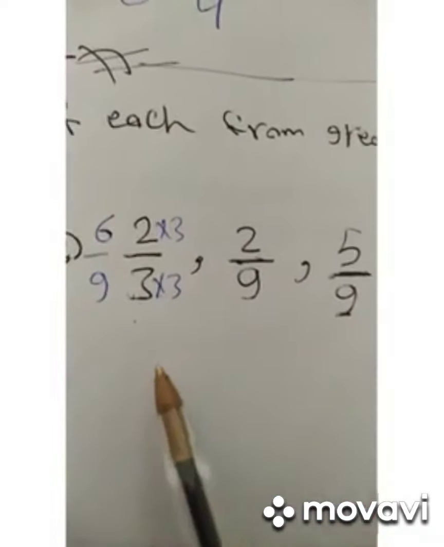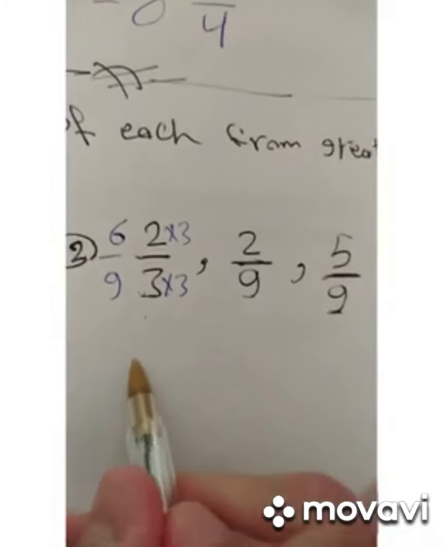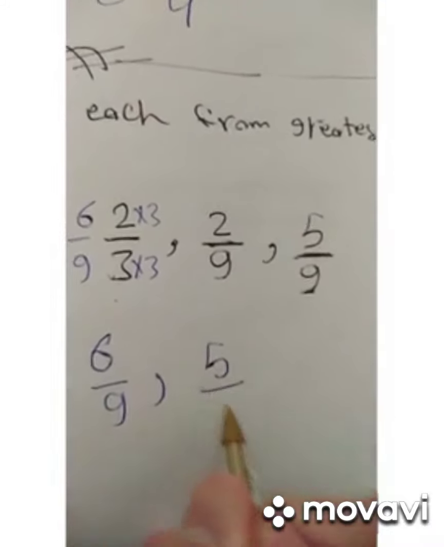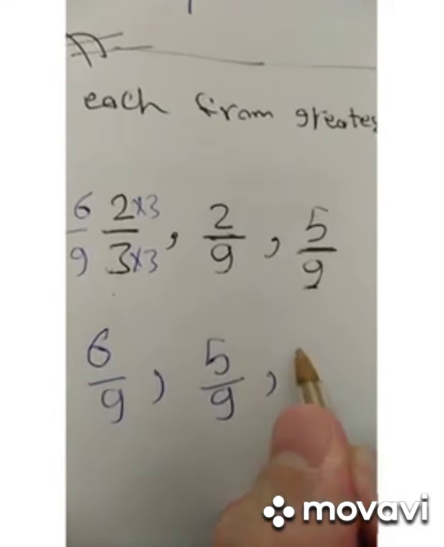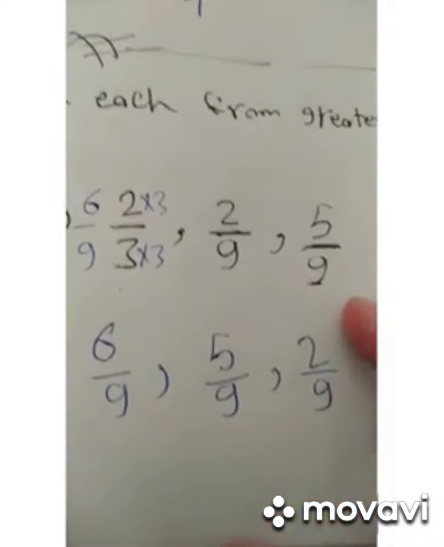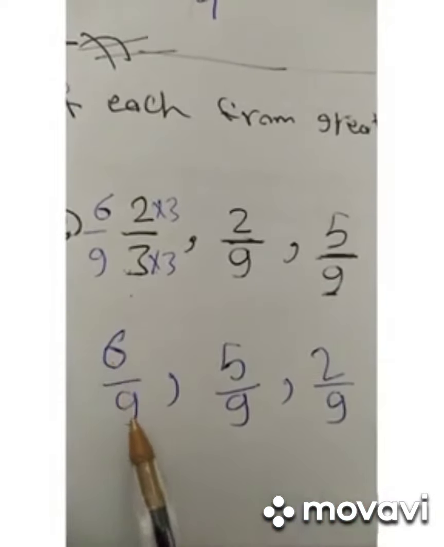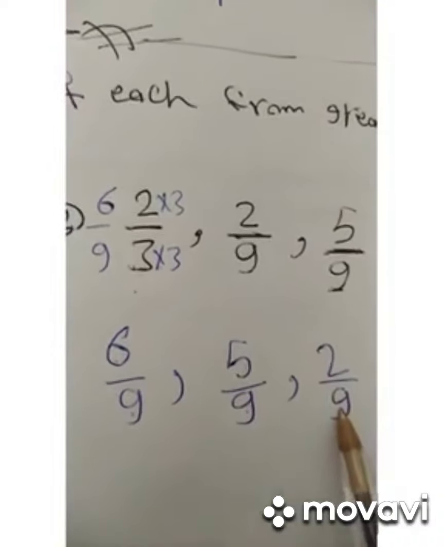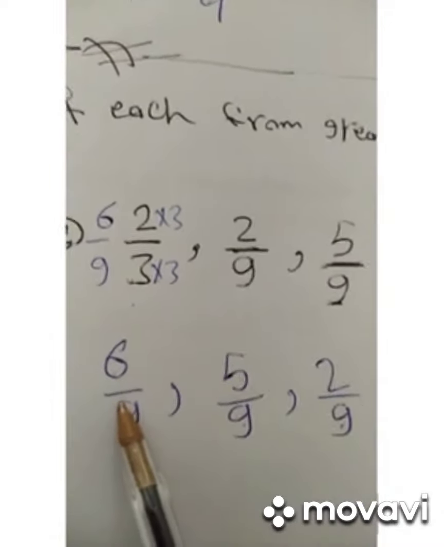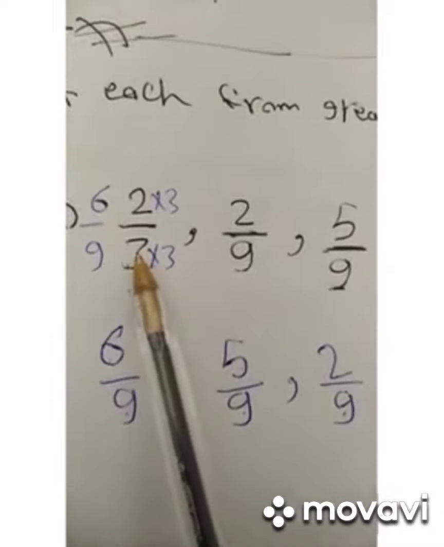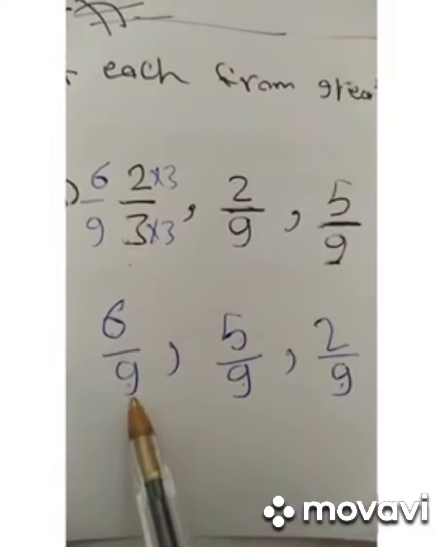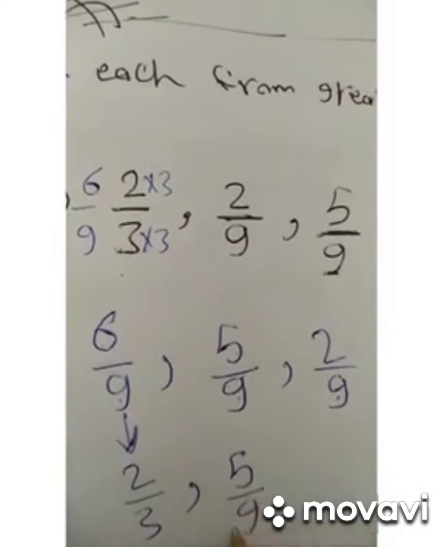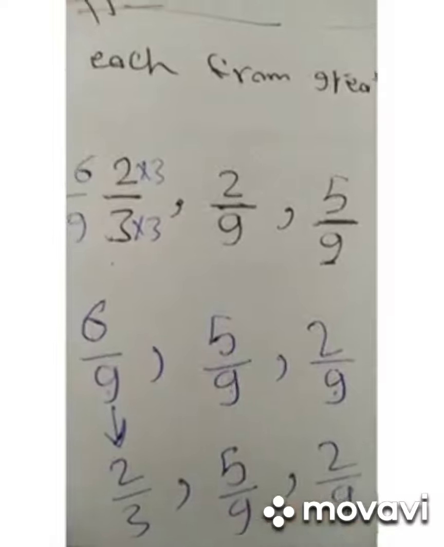Arrange them from greatest to least now. What is the greatest one? Yes, 6 over 9. Then what? Yes, 5 over 9. Then what? 2 over 9. Okay? So the greatest one is 6 ninths, then 5 ninths, and the last one is 2 ninths. But we should put this in the original form. So this is what? This is 2 thirds. Then 5 ninths. Then 2 ninths.